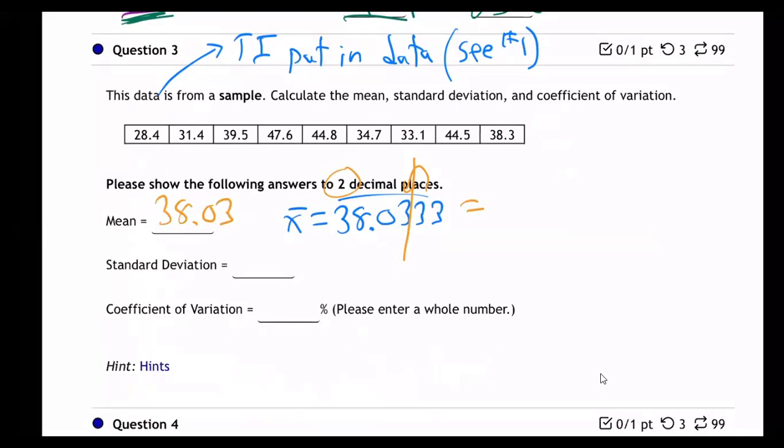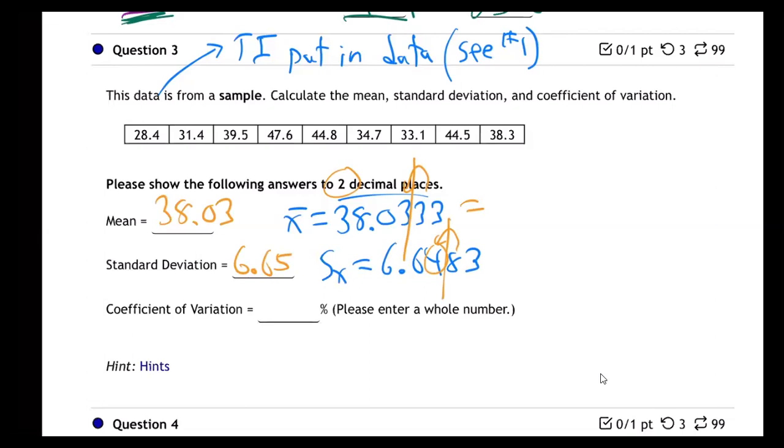Standard deviation, S sub x, that was 6.6483. Again, round to 2 places, so put the line after the second place. So that's going to go up, isn't it? 6.65. Okay, now, coefficient of variation.